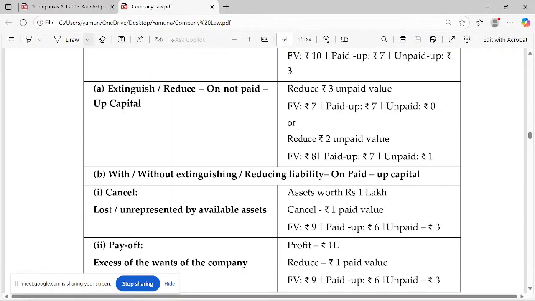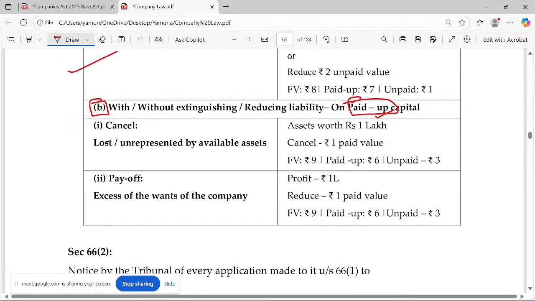Actually, we have two major methods. Actually, three methods, but as per the act, we say one method and this is the second method. Same, extinguish or reduce. The first is on not paid up value, this is on paid up value. This we have done. Now go for on paid up value. Paid up means what I have paid under the paid up capital. Either I can cancel or pay off.